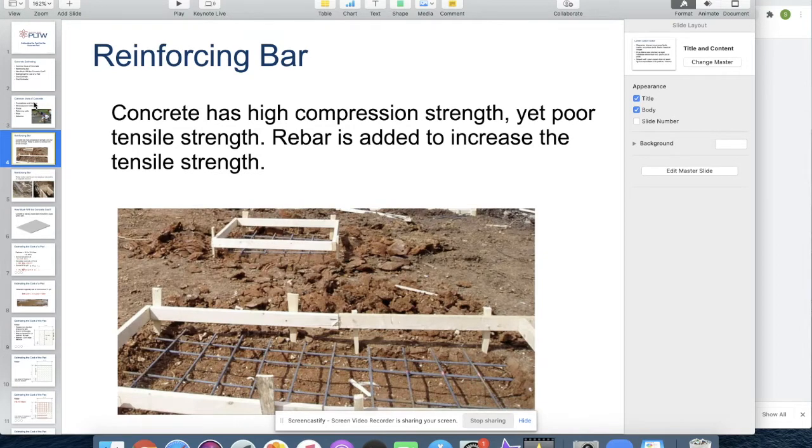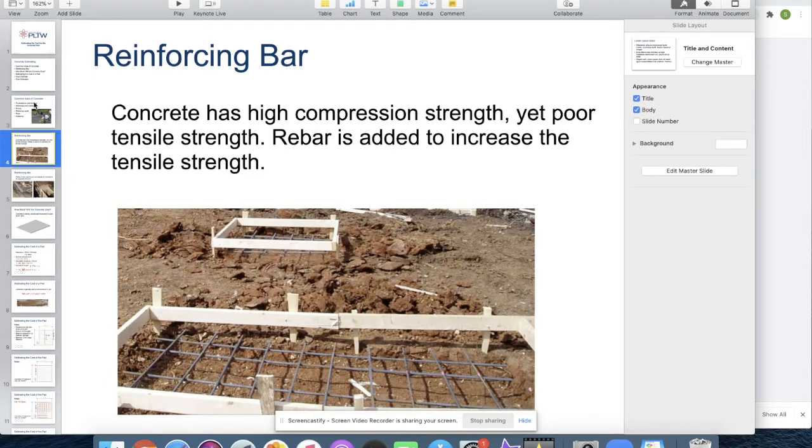So reinforcement bar, that is what we're going to add to our concrete. The reason we do that is because concrete, as we mentioned, has an awesome compression strength. So you can push on it all day and it's going to hold up, but it does not have great tensile strength. Tensile strength is when we pull apart on something, and concrete does not have that characteristic. So when we add our steel to it, now it takes on the characteristics of both the concrete and the steel. So now it has awesome compression strength as well as awesome tensile strength. That's why we combine those two materials.